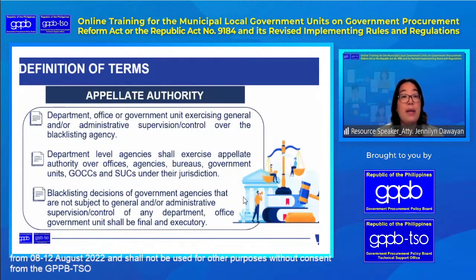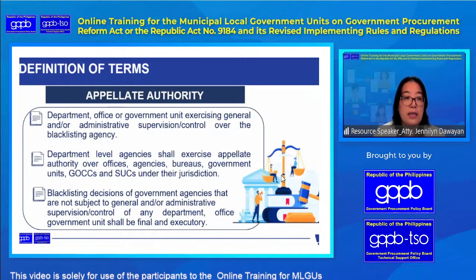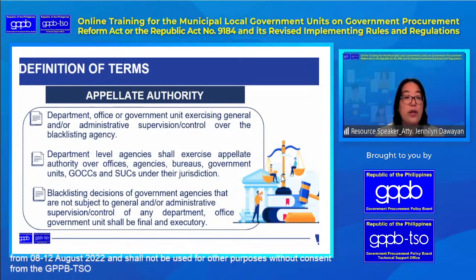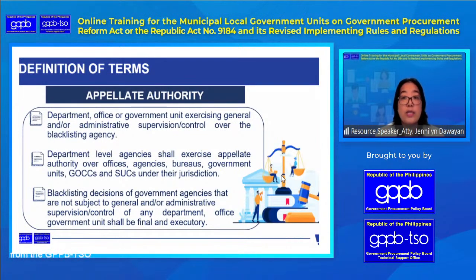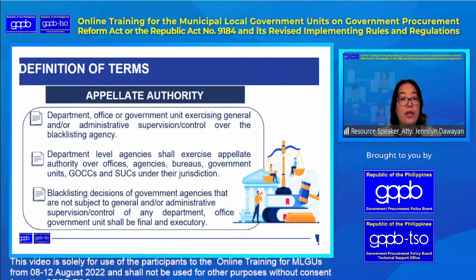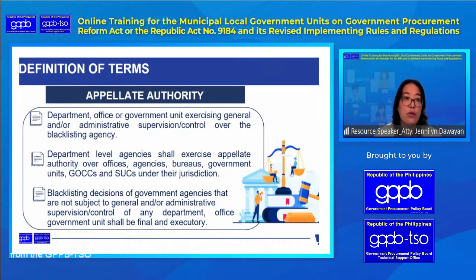So, who is the appellate authority? It can be the department office or government exercising general or administrative supervision over the blacklisting entity. Department level agencies shall also exercise the appellate authority over such offices under their jurisdiction. Blacklisting decisions of government agencies that are not subject to any administrative supervision or control of any agency shall be final and executory. So it depends on the structure of the organization.